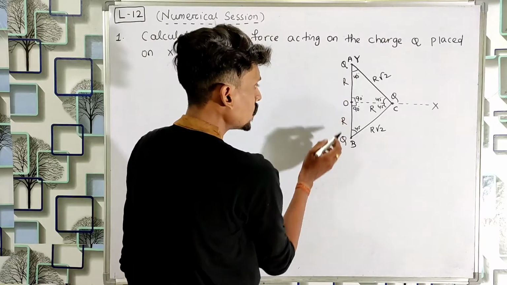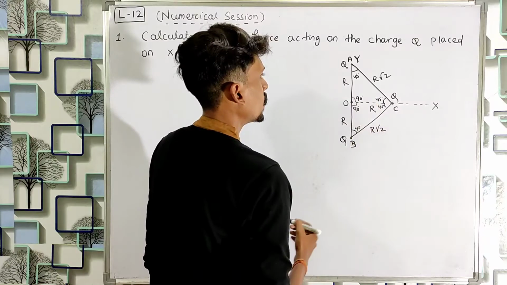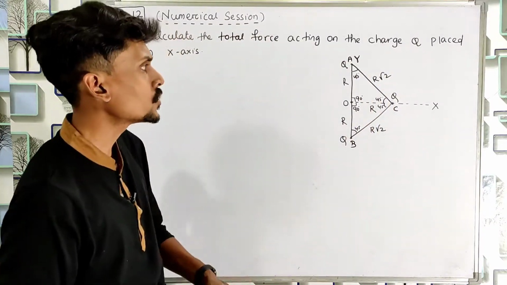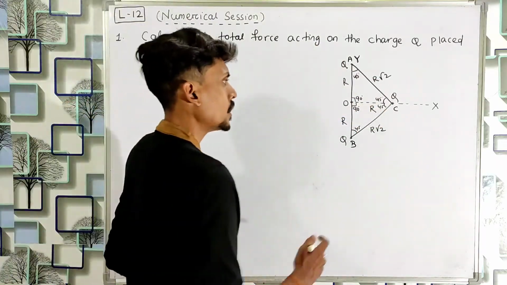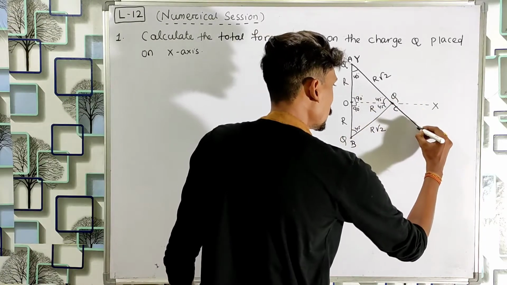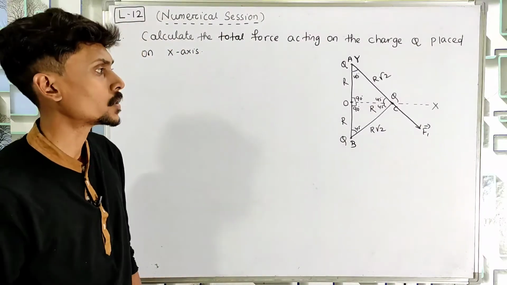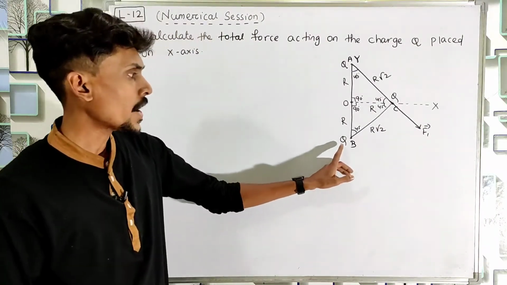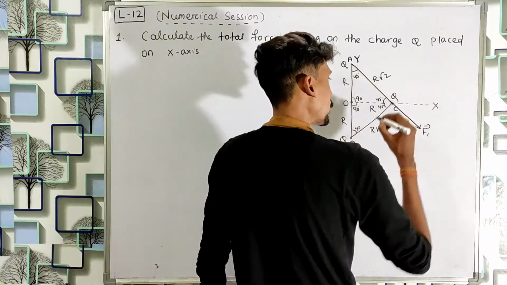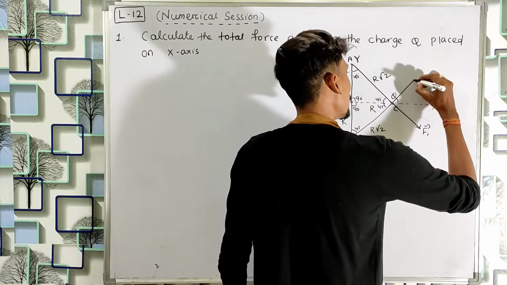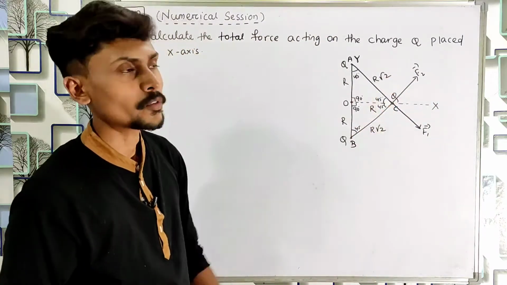Since all these charges are positive, the force on this charge due to this charge will be repulsive. The charge at A will repel the charge at C, and the repulsive force will be along this direction. This is the F1 vector. Is that clear? Similarly, the charge at B will repel the charge at C, and if that force is F2, then the F2 vector will be along this direction. This is the F1 vector and this is the F2 vector.